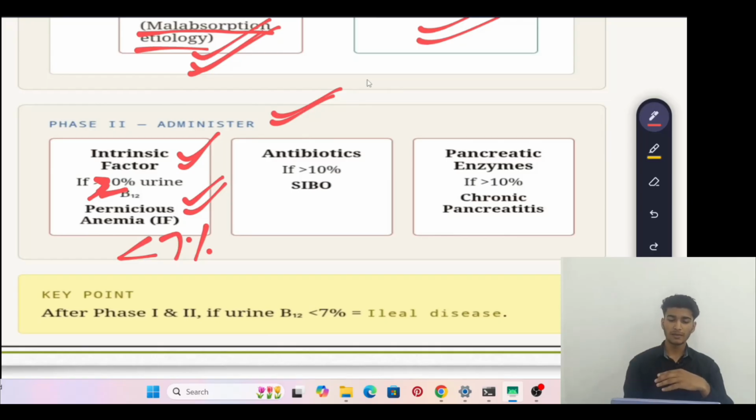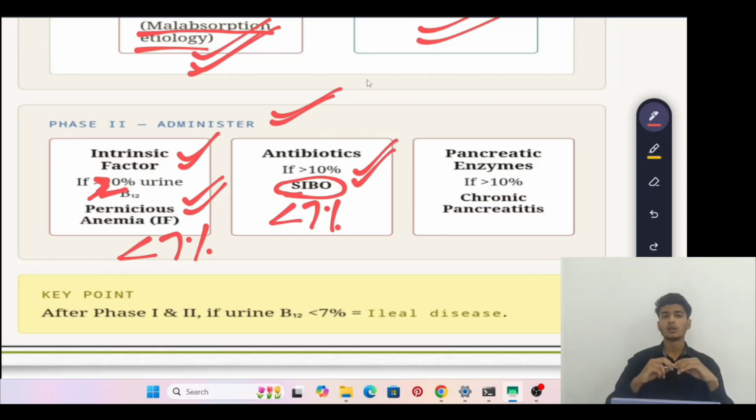Likewise, we will do the same with antibiotics. We will give antibiotics along with the radioactive vitamin B12. If it is more than 10%, the patient is normal. If it is less than 7%, the patient is suffering from SIBO, with a lot of bacteria inside the gut. We will then give this with pancreatic enzymes. If it is more than 10%, the patient is normal. If it is less than 7%, we will say the patient is suffering from chronic pancreatitis, because the pancreatic enzymes are absent here. That is the only reason the percentage of B12 in the urine would be less than 7.